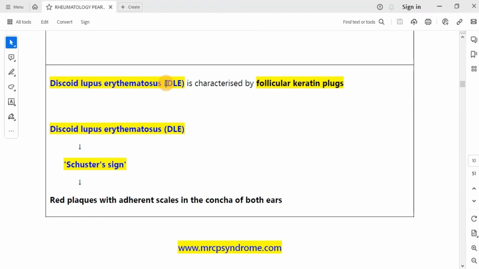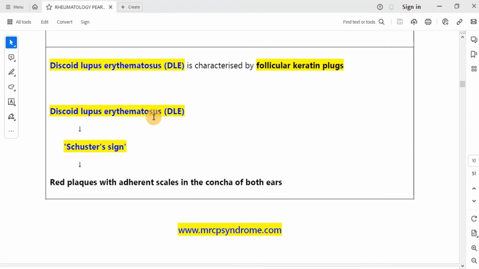Discoid lupus erythematosus, this is the dermatological or cutaneous manifestation of the SLE, and DLE is usually characterized by the follicular keratin plaques. And the Schuster sign is most commonly seen to be positive in case of DLE. And Schuster sign means red plaques with adherent scale in concha of both ears.